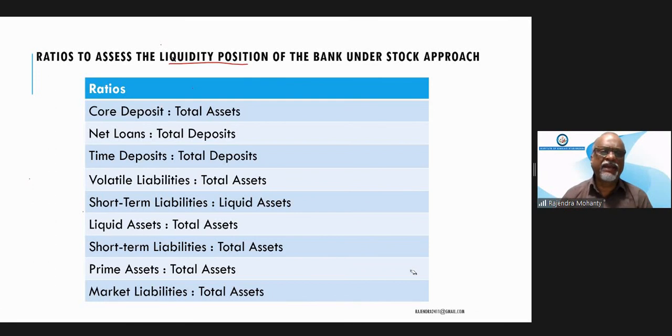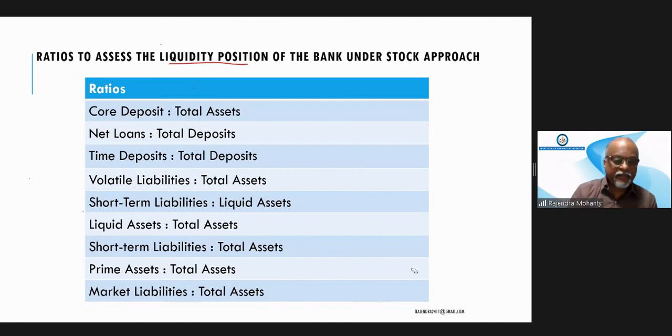See, I have told you from the beginning we are talking about liquidity position. We are not talking about profitability. From the beginning, I have told you four times, why are you going to profitability? Here we are concerned about liquidity. That is why I have underlined liquidity position in this slide. All ratios are under the stock approach, where we are assessing the liquidity position. We are not thinking about profitability. If you talk about profitability, most of the ratios will not qualify.